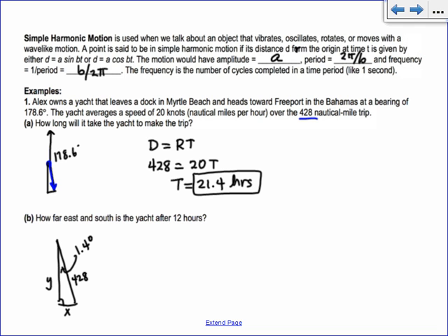It says after 12 hours, so it's not 428. Oh, you're right. After 12 hours. Oh, I tricked myself, didn't I? Because it's not 21.4 hours. All right, so let's figure it out. So instead of 428, what will we have? Yeah, we're going to do 12 times 20, which is 240 exactly.